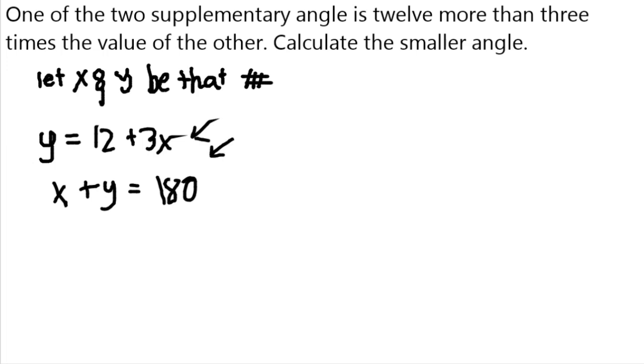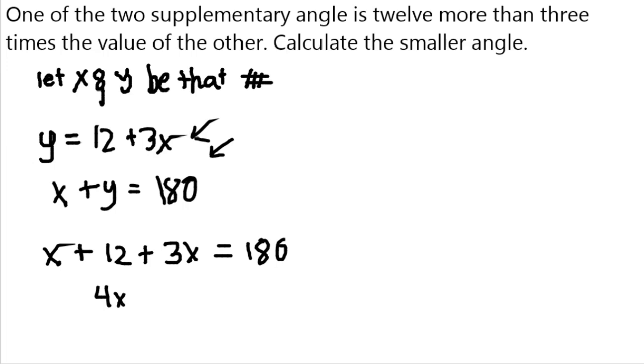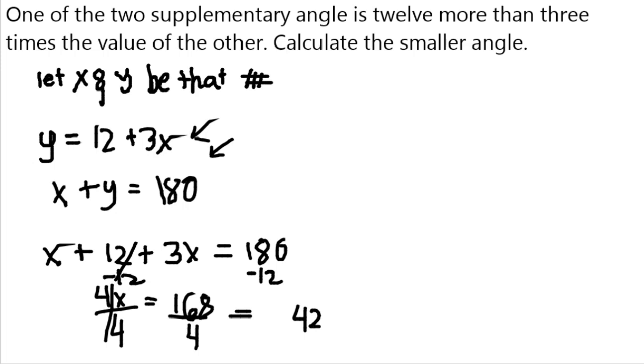So what we can do here is substitute y equals 12 plus 3x into x plus y equals 180 degrees. Now x plus 3x is going to be 4x, moving 12 to the right side, so we will have 168. Now we can divide both sides by 4. The 4 cancels, and we have 42 degrees. So this is one of the supplementary angles, 42 degrees.